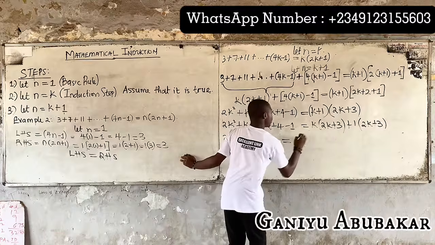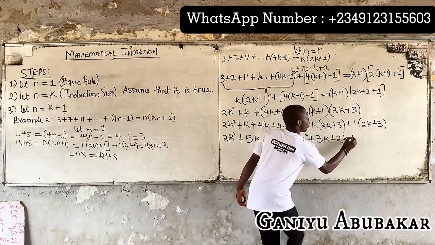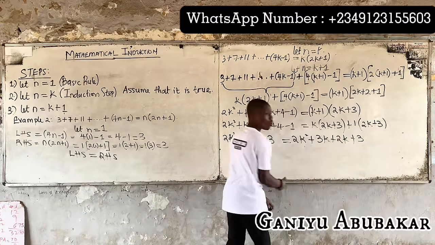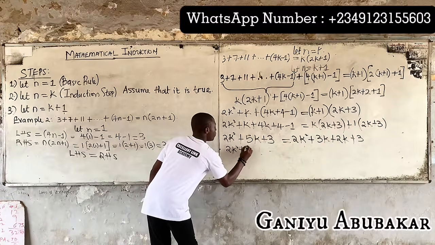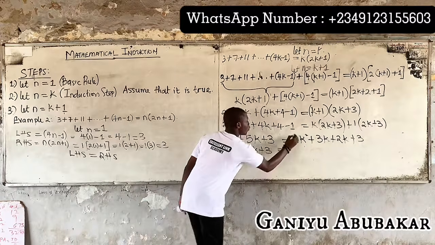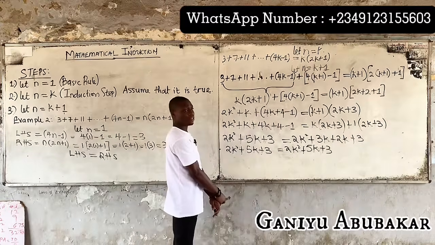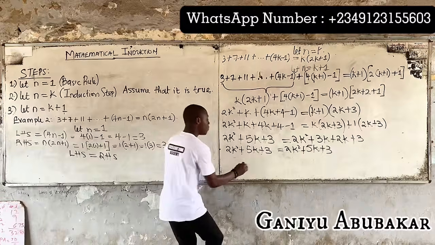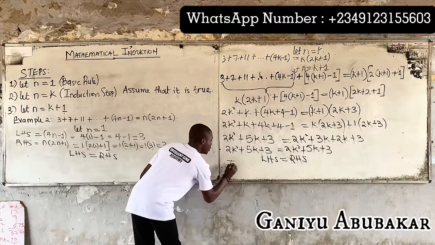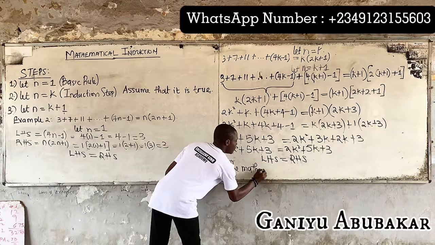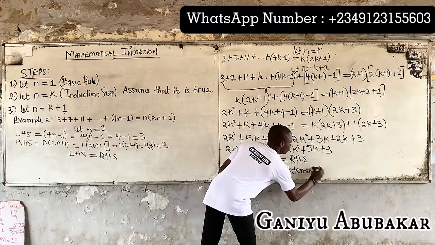Is now equal to expand through: 2k squared plus 3k plus 2k plus 3. Add up 3 and 2, 5k, the same thing. So I have 2k squared plus 5k plus 3 is equal to 2k squared plus 5k plus 3. What do you observe here? My left hand side is equal to the right hand side. So therefore, the mathematical statement is true.